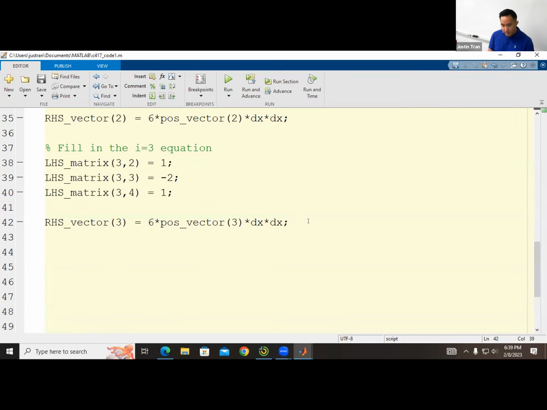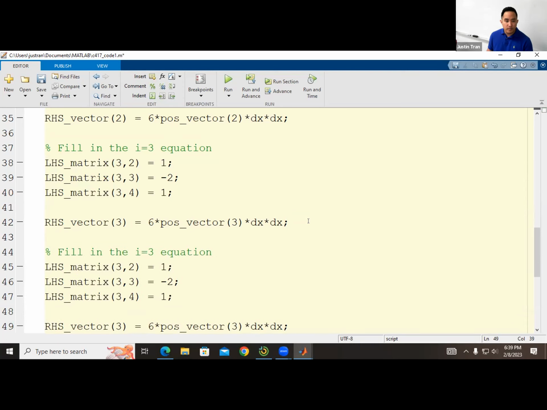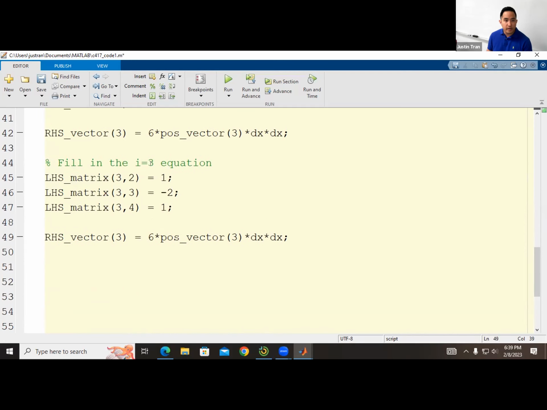All right, so I'm going to go ahead and copy this, and we're going to do it 2 more times. So we're going to do it for i is equal to 4. Let's go ahead and do that. 4, 4, 4, 4. 3, 4, 5, 4, 4.